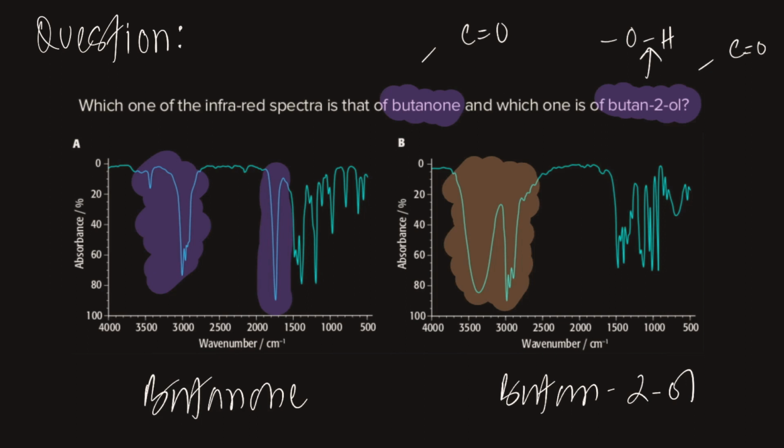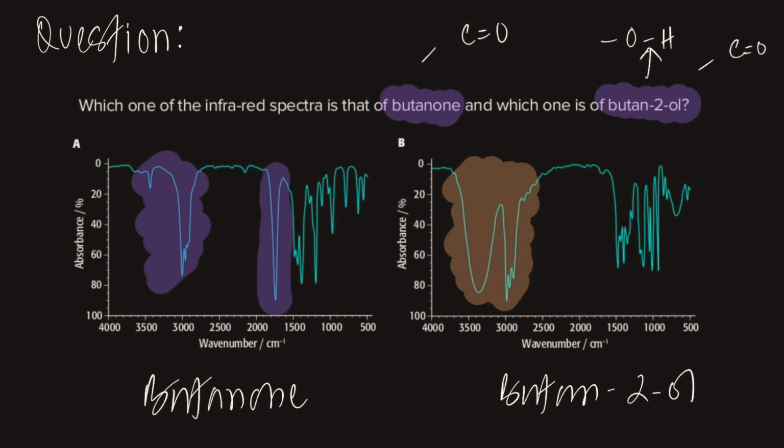Now I can't figure out if it's butan-2-ol or butan-1-ol, but I know I have to pick between butanone and butan-2-ol. So the questions given to you will be pretty straightforward. You'll know a lot about the molecule itself. You'll just have to differentiate between a few options, so it's very easy. It looks very confusing because of the graphs, but it's a pretty straightforward question every time.